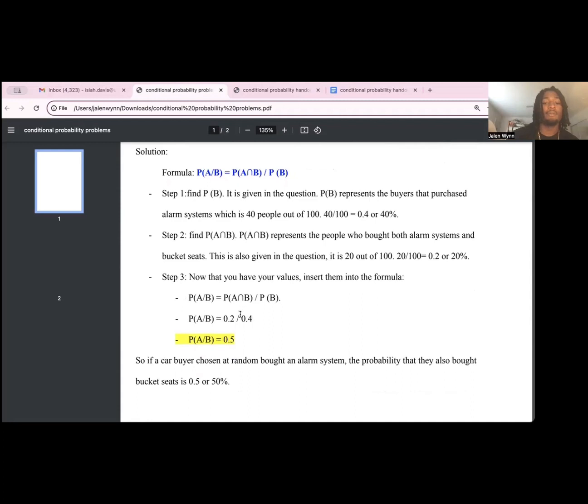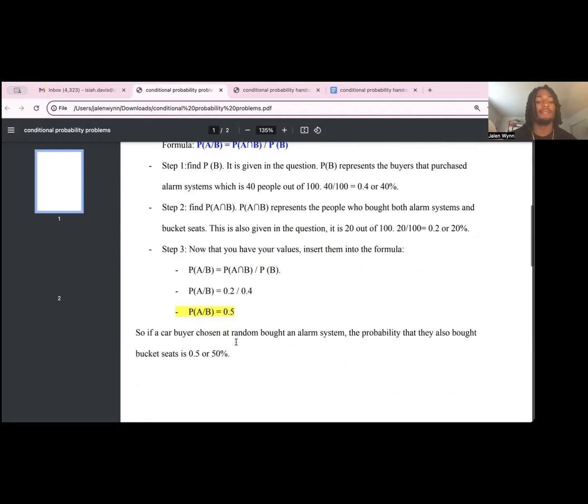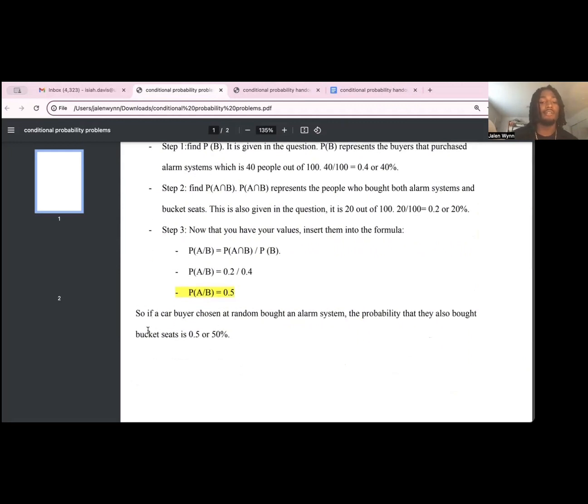And for step three, basically all you do is plug all your numbers into your formula and you should get 0.5. So right here is the answer. If a car buyer chosen at random bought an alarm system, the probability that they also bought bucket seats is 0.5 or 50%.